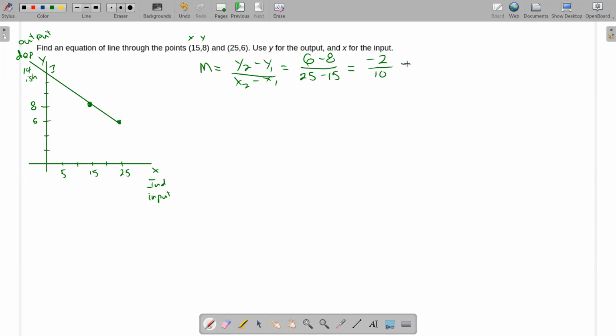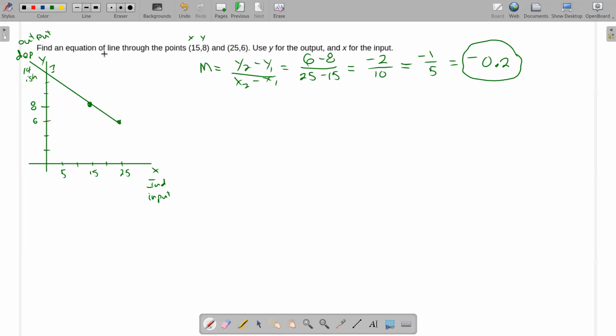And I could reduce that. 2 goes into 10, so I could say it's negative 1/5. Or if you whip out your calculator, you should get negative 0.2. Sometimes the decimals come out nice, sometimes they don't. So we have a bunch of different versions of the slope. This is pretty nice. I like that guy right there.